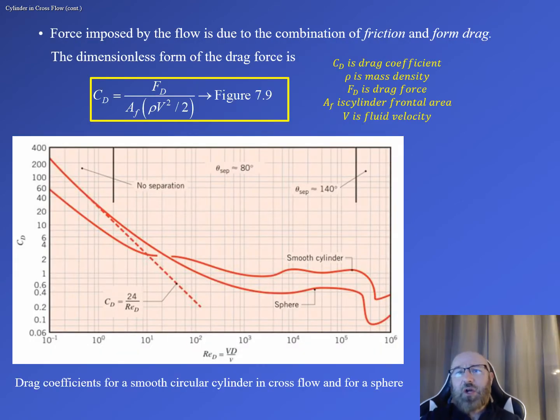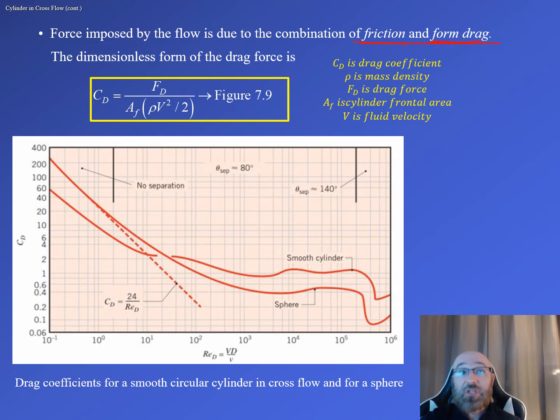So now I want to take a look at this force imposed by the flow. This is going to be due to a combination of the friction and drag form. So there are two components to this force, one of which is due to the boundary layer surface shear stress, or our friction drag, which we mentioned right here, and the other component is due to a pressure differential in the flow direction resulting from the formation of a wake. So it's going to be form, or pressure, drag. This is our form drag right here.